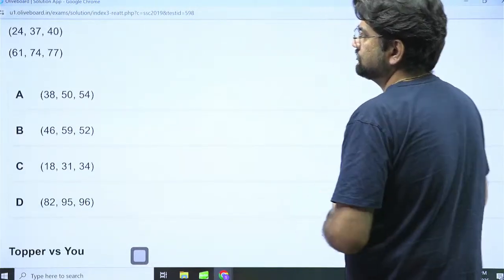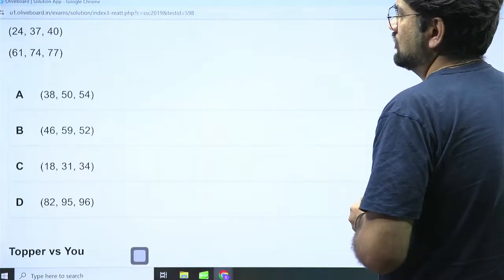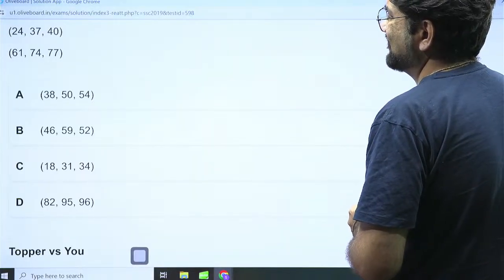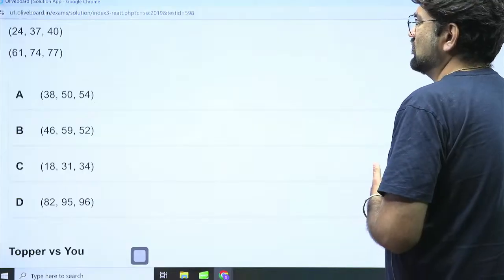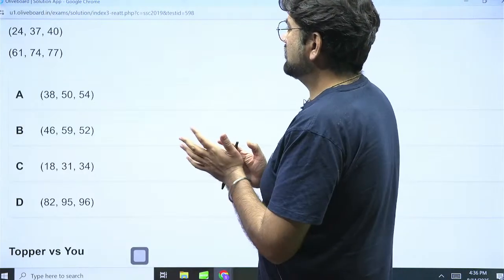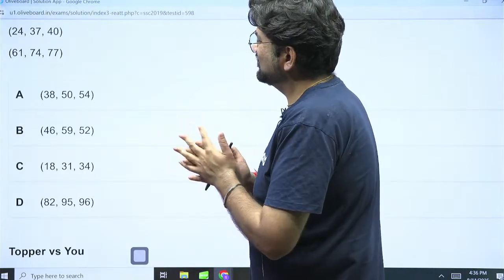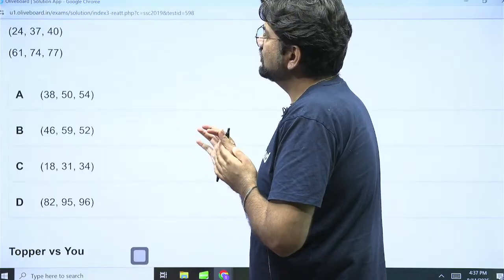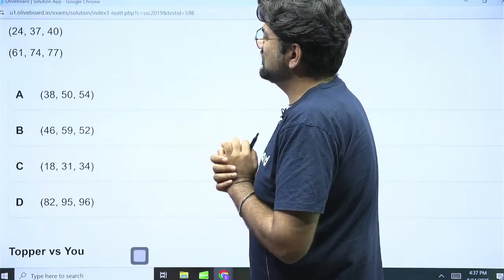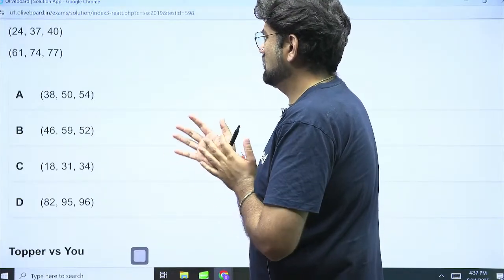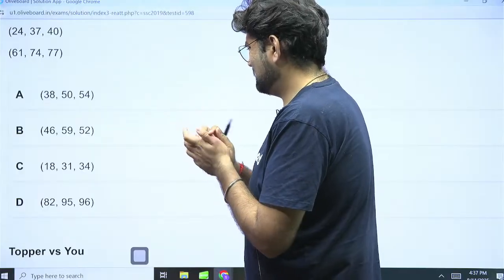Number set. 61, 40, no, not working out. 37 plus 3, 20, 74 plus 3, okay. And into 2 minus 8, is that making sense? No. But plus 3, why is that?